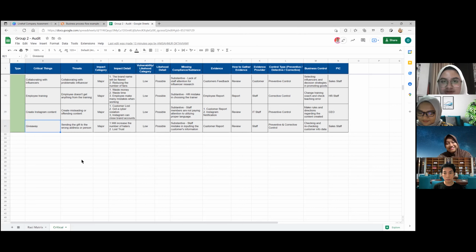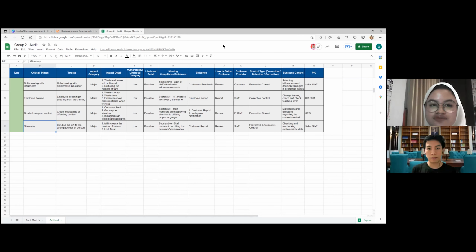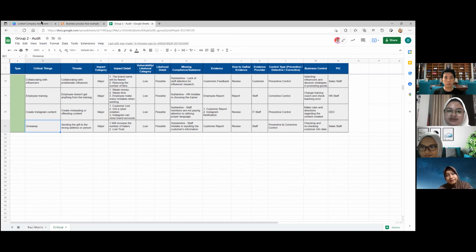The evidence of this threat is from customer reports, and how to gather this evidence would be reviewing the customer reports, and the evidence provider would be the staff of Livehaf. The control type would be preventive and corrective control through checking and rechecking customer information data. The PIC of this would be the sales staff. Yeah, and that's all, Livehaf's critical assets and critical services.